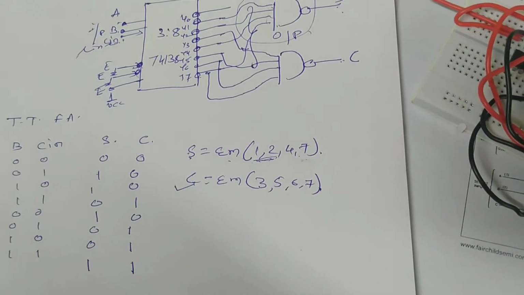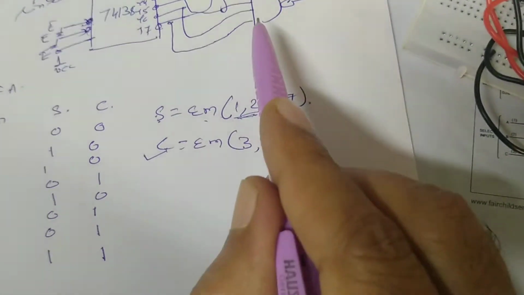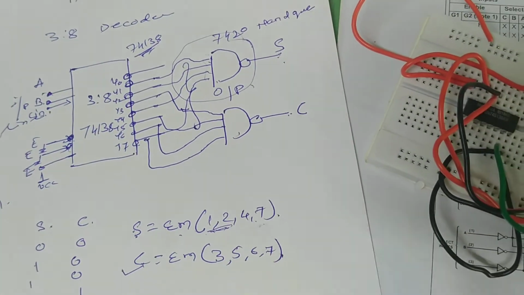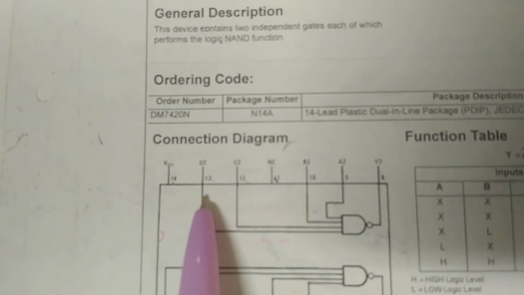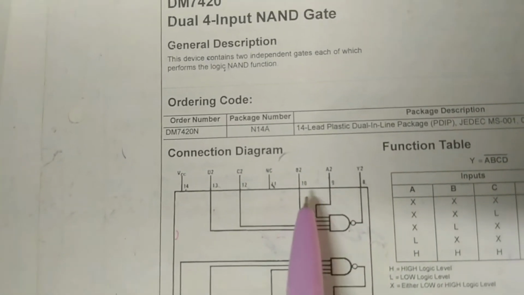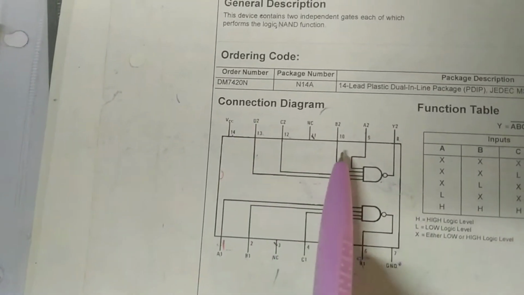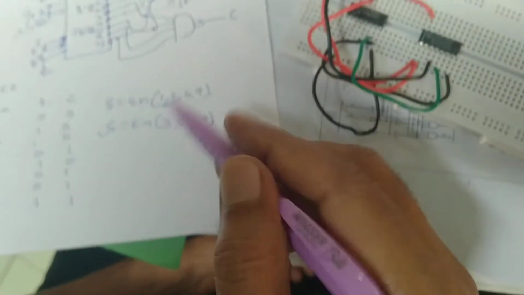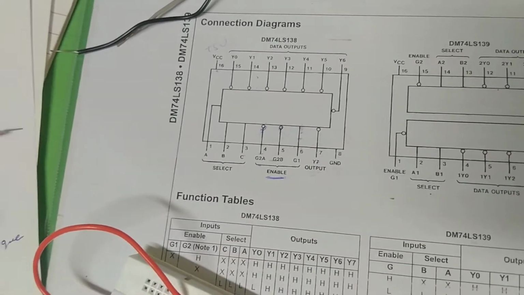Then, similar way, we have to do it for the carry. For the carry, we have to connect output terminals 3, 5, 6, 7 to this second IC. Where is the second IC present in this data sheet? This one. The inputs are 9, 10, 12 and 13. For this we have to connect the outputs from the IC 74138. So one by one we will see that.